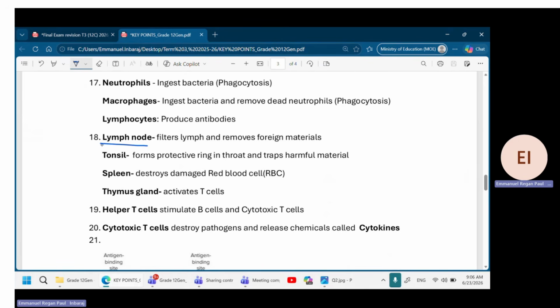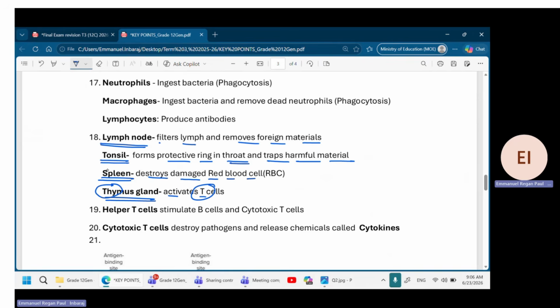The lymph nodes, tonsils, spleen, thymus gland. So what does a lymph node do? It will filter lymph and remove foreign material. What does a tonsil do? The tonsil is a protective ring in the throat. It traps harmful material. Spleen, it destroys damaged RBC. Thymus, it activates T cells. You see, it's easy. Thymus, T cells.